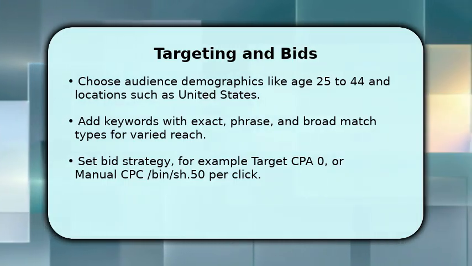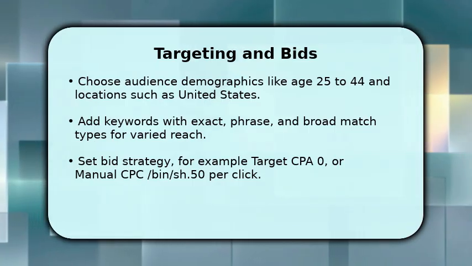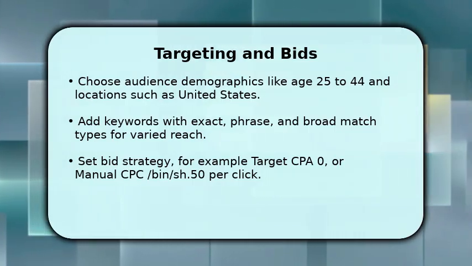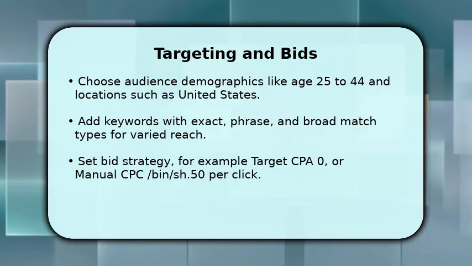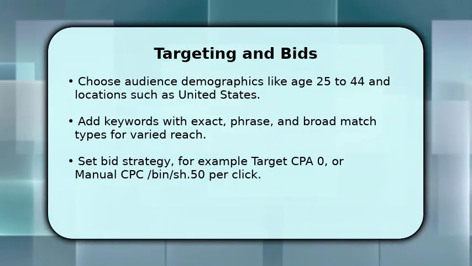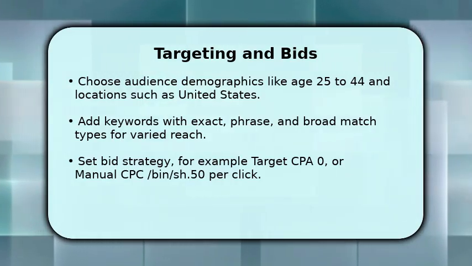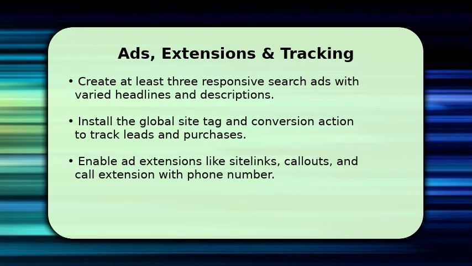For example, target CPA 0 or manual CPC 50 per click. Adjust bids by device and schedule. Create at least 3 responsive search ads with varied headlines and descriptions to test performance.